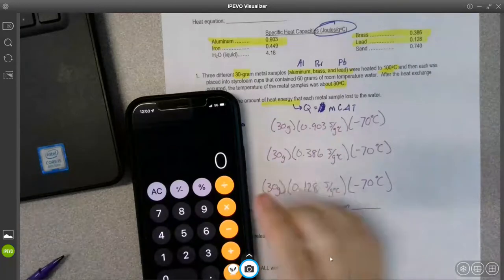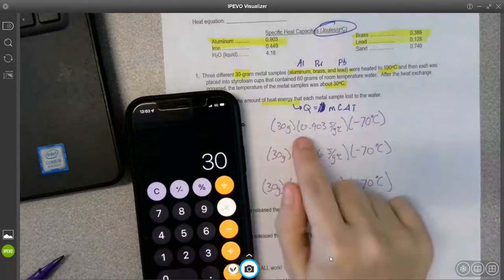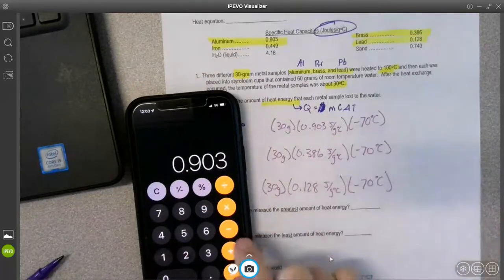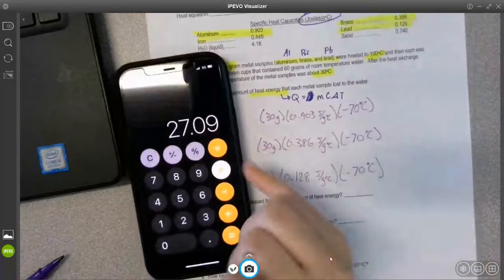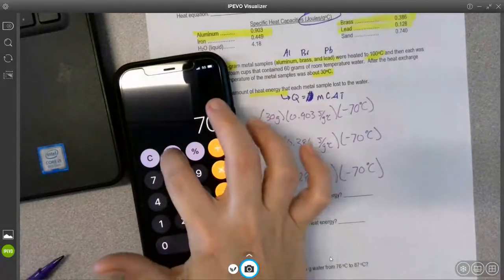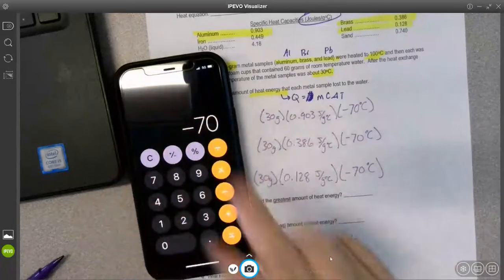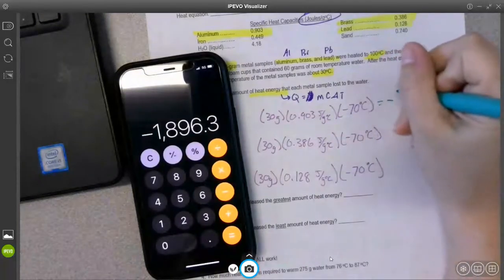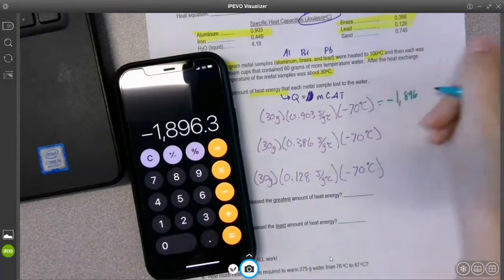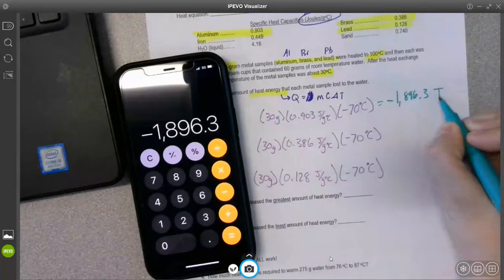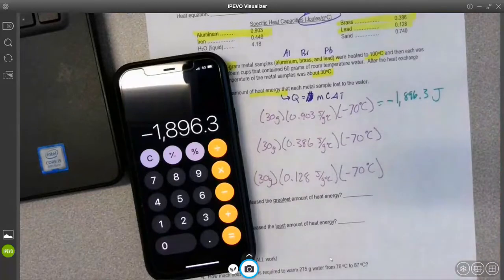So let's go ahead. 30 times 0.903 times a negative 70. On your phone, remember you have this plus-minus. Just type in the number, push that button, and that gets you the negative value. So I can see here for my first problem, my answer is going to be a negative 1,896.3. And we're looking for Q. Again, Q is always going to have the unit of J, joules.